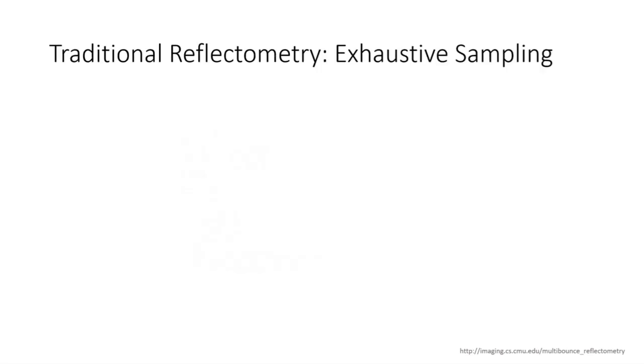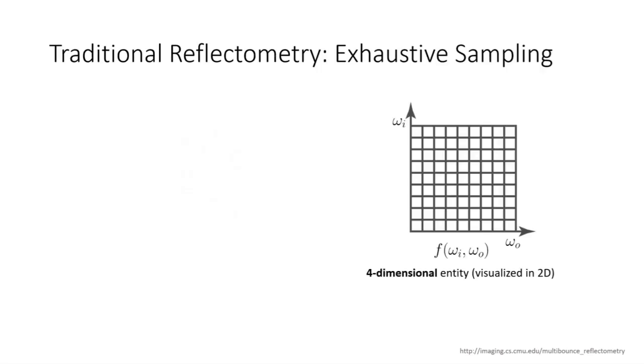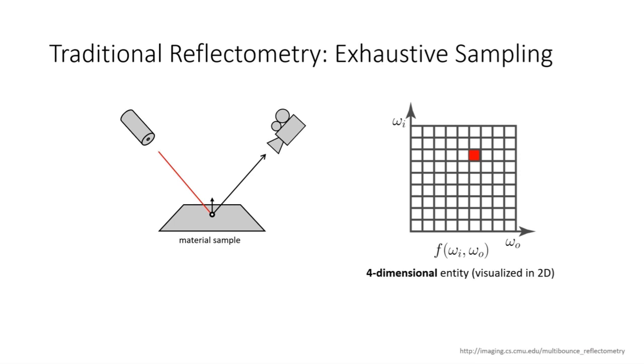In its most general form, the BRDF is a 4D function representing the amount of light a surface reflects for any combination of incoming and outgoing directions. We will discretize this function and visualize it as a 2D matrix for convenience. Probably the simplest reflectometry procedure is to use a gonioreflectometer. We use a laser and a camera to image a flat material sample from all different combinations of incoming and outgoing directions. Each intensity measurement directly maps to a BRDF entry.